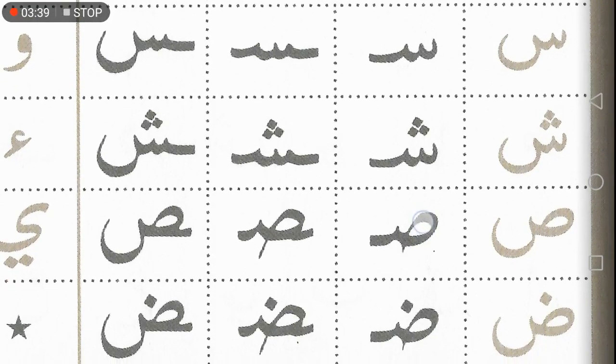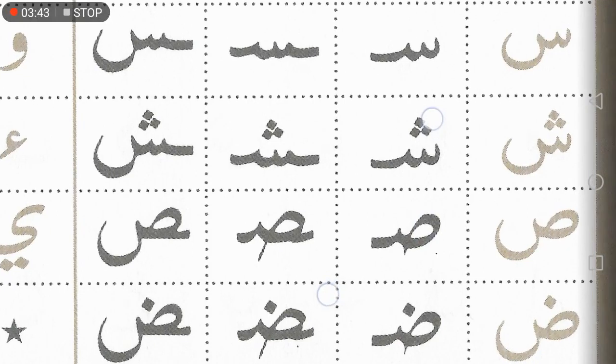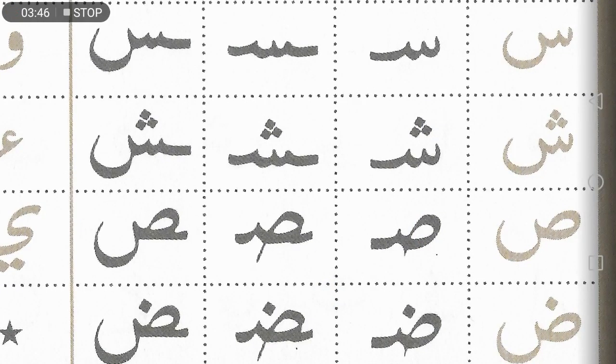The Seen, Sheen, Sod, and Dod. So the theme continues where they lose the tail when they come at the beginning of a word. In the middle of the word, you've got these two arms reaching out. Again, there's no tail. And when they appear at the end of a word, they revert back to the capital letter form, but you've got these arms reaching out to the letter before.